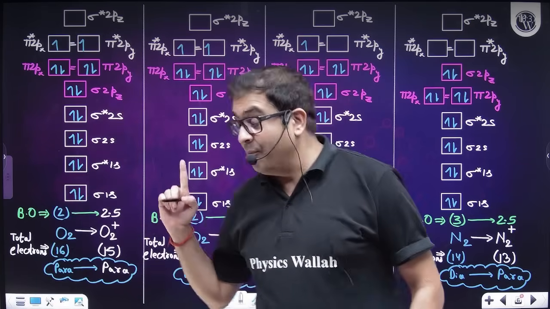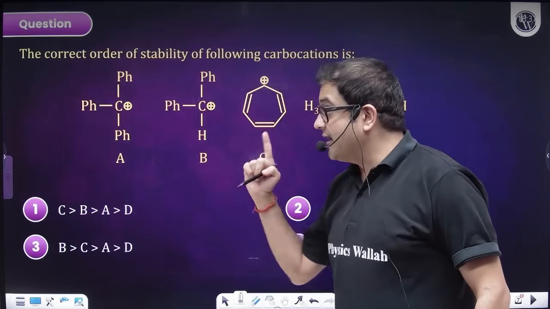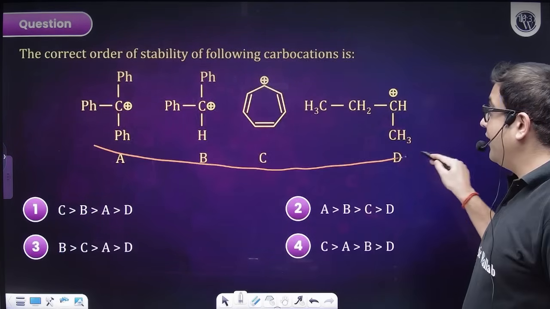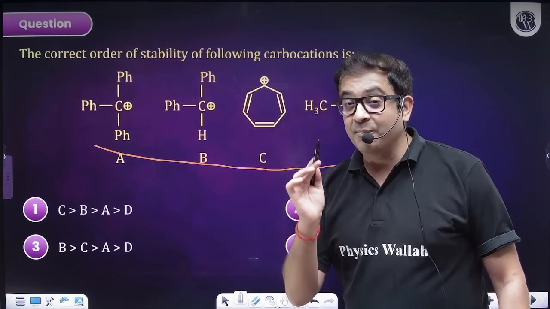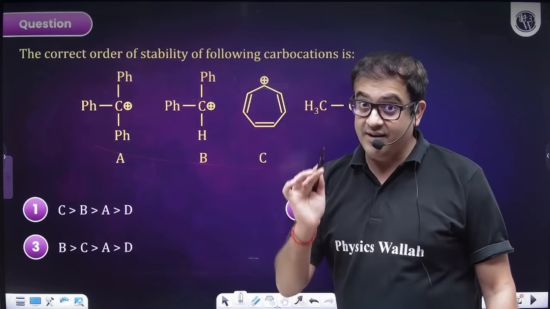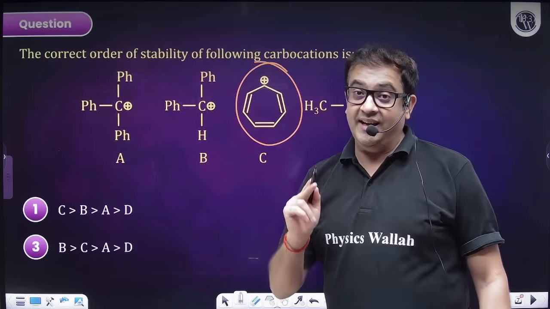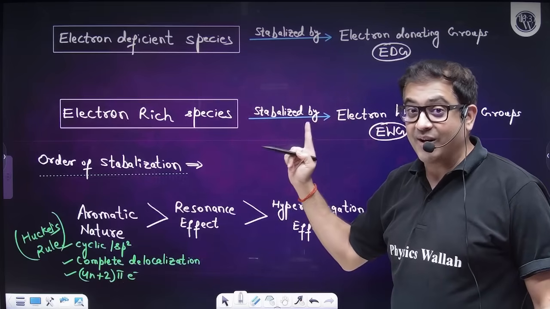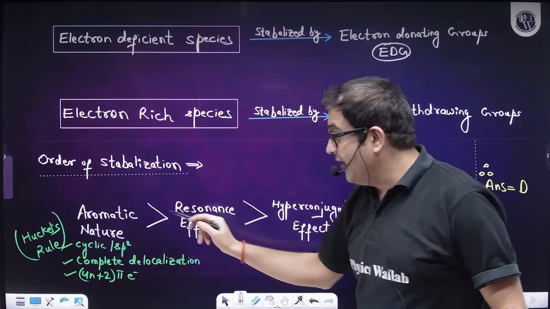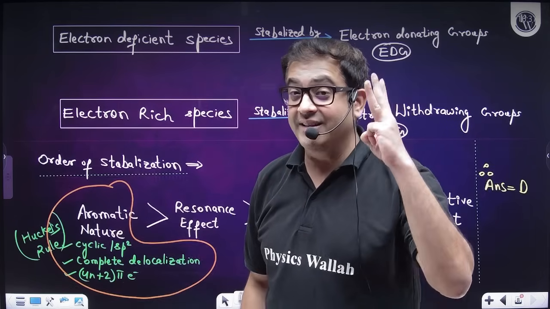Moving to the last important concept from GOC, sir, if you just have to give the stability order among carbocations, then definitely the most stabilizing effect is resonance, but the extreme case of resonance is aromatic nature. So because of that aromatic nature, that carbocation was most stable, and why? What is the definition of a compound to be aromatic? It should satisfy 3 conditions.